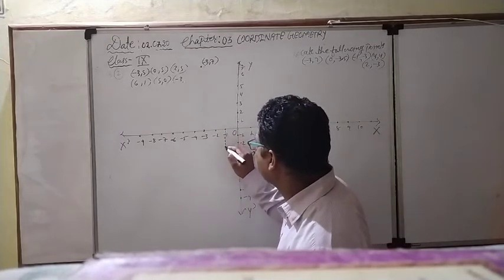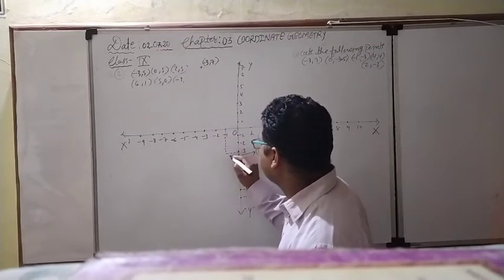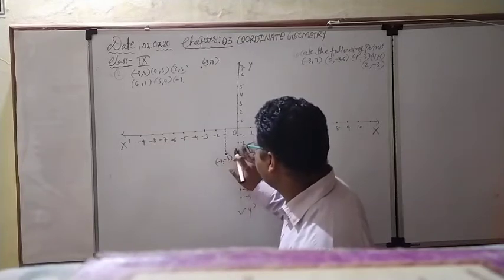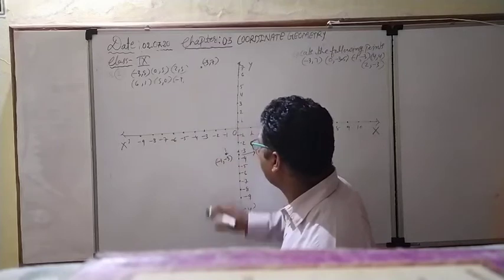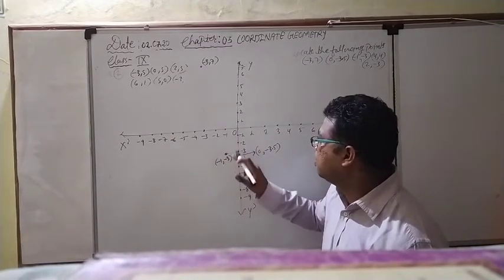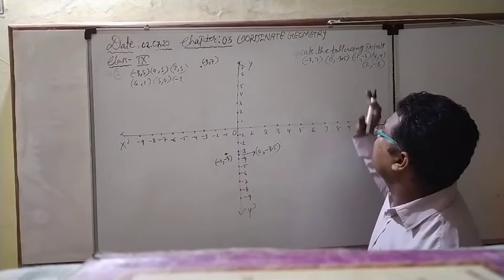So see the location. This is the minus 1 and this is the minus 3. So this is the point minus 1 and minus 3. In this way we have to do it with the help of the scale. I am rubbing the dotted lines so that you will not be confused. Right now see the next point.